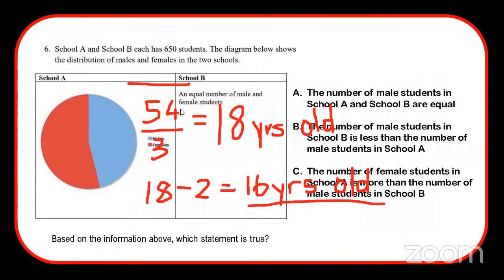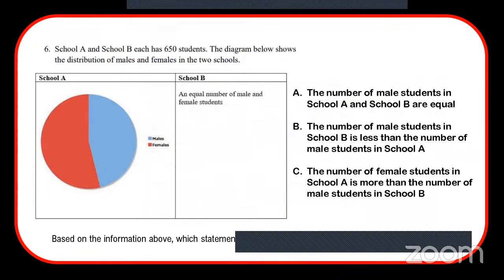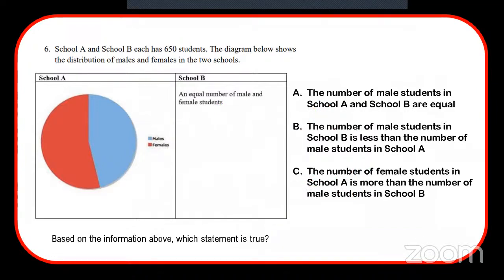Now, this one is a question showing a graph. And we're going to use the information from this graph to see which of these 3 statements is true. All right, so school A and school B each has 650 students. The diagram below shows the distribution of males and females in 2 schools. So you're looking at it.